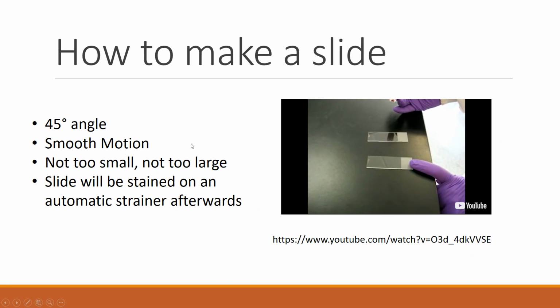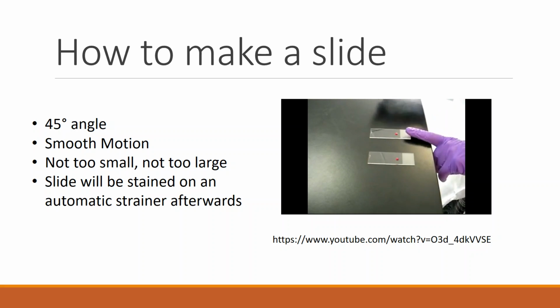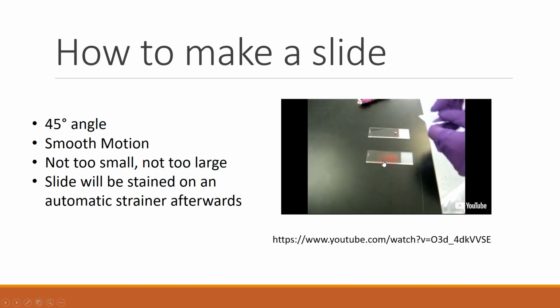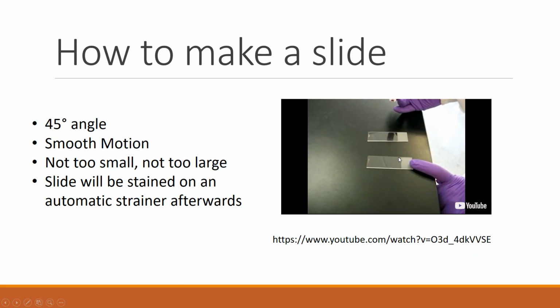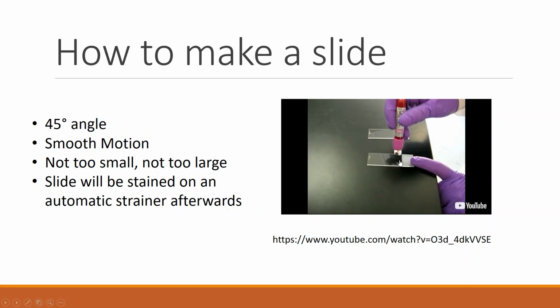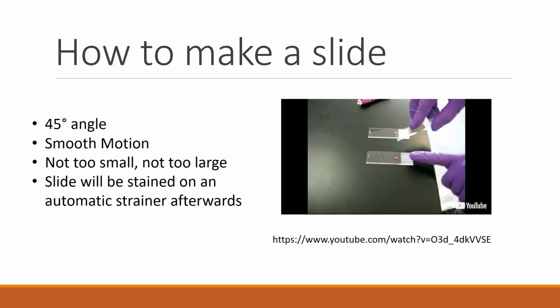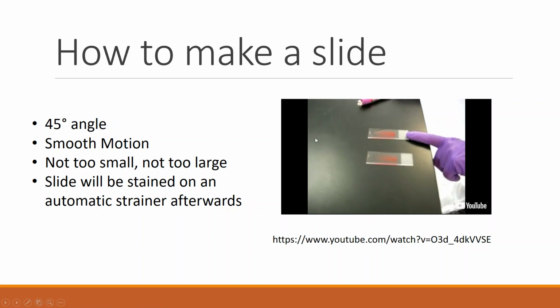So to make a slide, we want to make sure we're at a 45-degree angle, and it's going to be a smooth motion. We're going to make sure that we drop a drop of blood onto the slide. And from a 45-degree angle as shown, we're going to slide back and slide forward in a very quick manner, ensuring that we don't have any stoppage or any gaps. We're going to show that video one more time. Real quick drop. And then we slide, make sure the slide is saturated, and one quick motion.